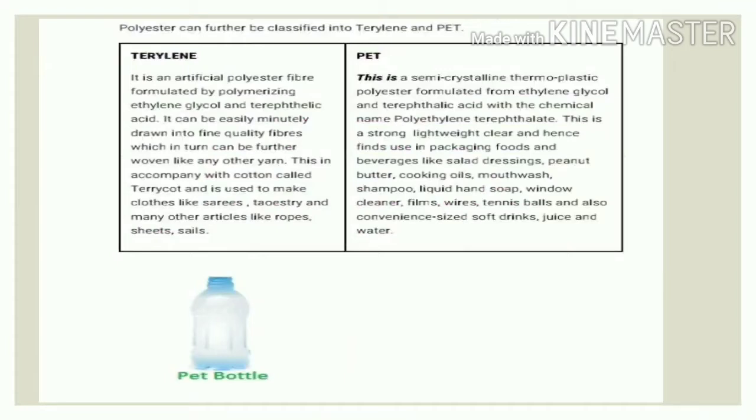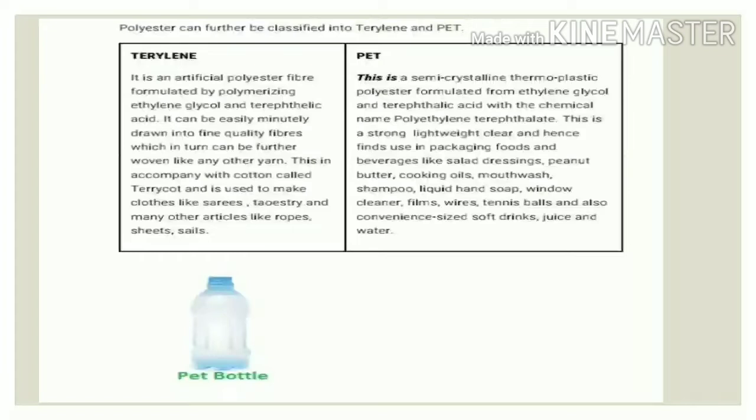So it can be easily drawn into fine quality fibers, which in turn can be further woven like any other yarn. This, in combination with cotton, is called terrycot. So here Terylene plus cotton is equal to terrycot. These things are used to make saris and many other such things.